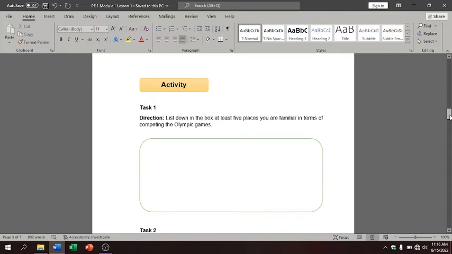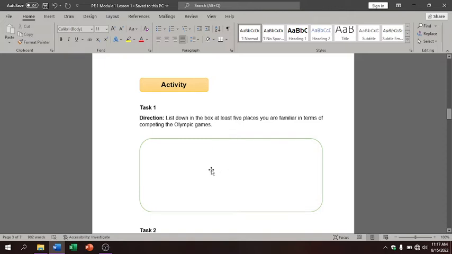The activity is just something like testing your prior knowledge with regards to our lesson. In this task, first, list down in the box at least 5 places you are familiar with in terms of competing in the Olympic Games. In this activity, you observe the countries that commonly compete in the Olympic Games. It depends on you what you list, at least 5.